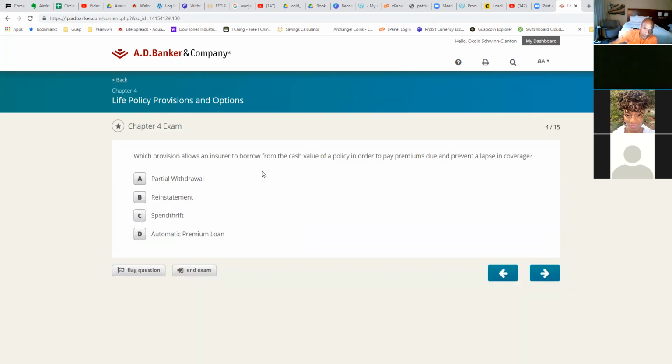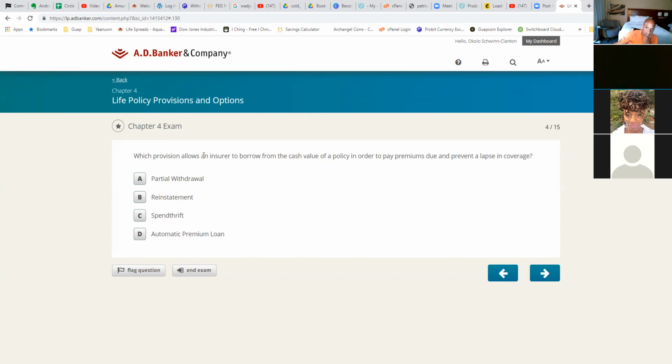Which provision allows an insurer? So now we always have to slow down and say, okay, the insurer is the insurance company and the insured is the client. So let's not get confused. I'm just saying it because I do. Which provision allows an insurer to borrow from the cash value of a policy in order to pay premiums due and prevent a lapse in coverage? Partial withdrawal, reinstatement, spendthrift, automatic premium loan. You have a guess on that one, Keith?